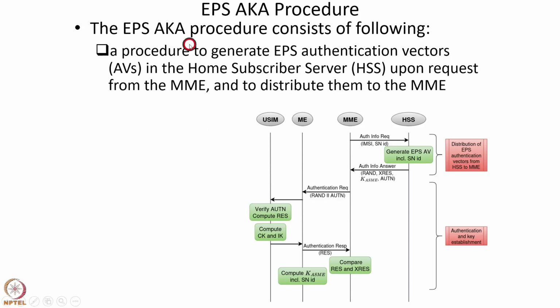So, the authentication and key agreement procedure consists of a procedure to generate EPS authentication vectors in the home subscriber server upon request from the MME. So, this shows the generation of the authentication vectors in the home subscriber server, and the HSS distributes these authentication vectors to the MME, and the MME can then use the authentication vectors for authenticating itself to the SIM card as well as for authenticating the SIM card.